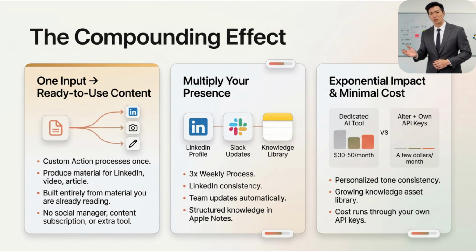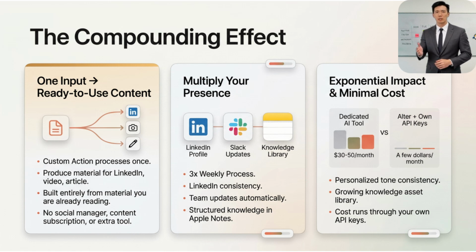Now trigger a custom action you've built once and saved. The prompt reads, extract the 3 most practical insights from this content, rewrite each one as a standalone LinkedIn post in a direct, conversational tone, create a 1-paragraph TLDR for Slack, and save a structured knowledge card to Apple Notes with the source URL. What comes back covers 3 separate distribution channels in one pass.